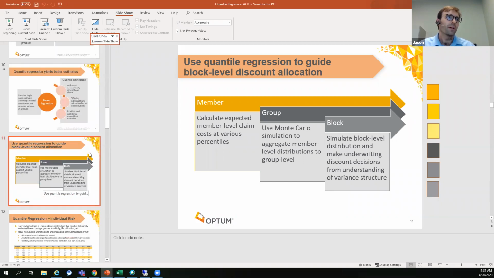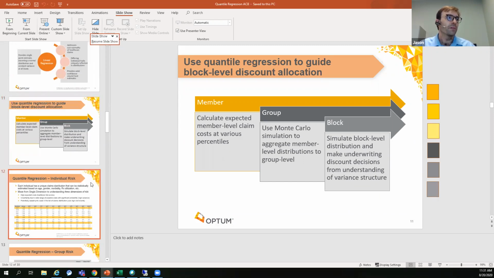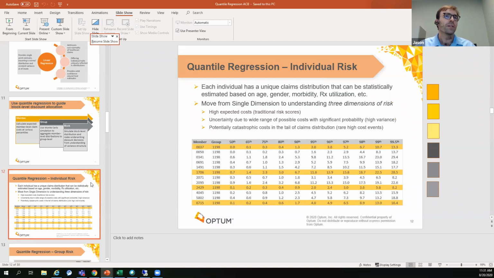So I've said a lot of words and not shown many numbers. I want to do that now, just to give you an illustration of what things look like at both the member and group level as a function of a quantile regression. So each member, unless they're very sick, is going to have a lot of percentiles very close to zero, right?